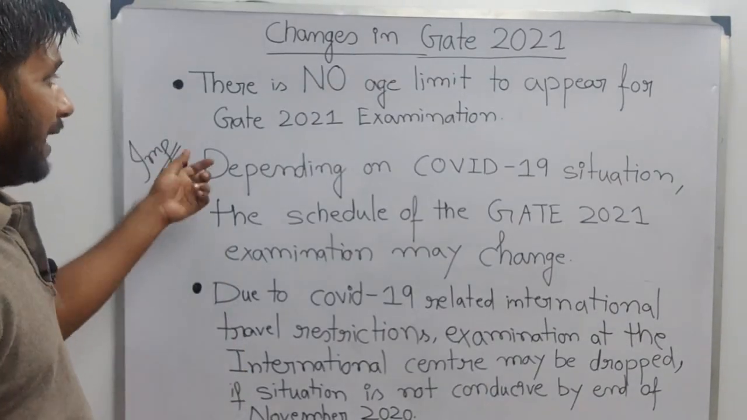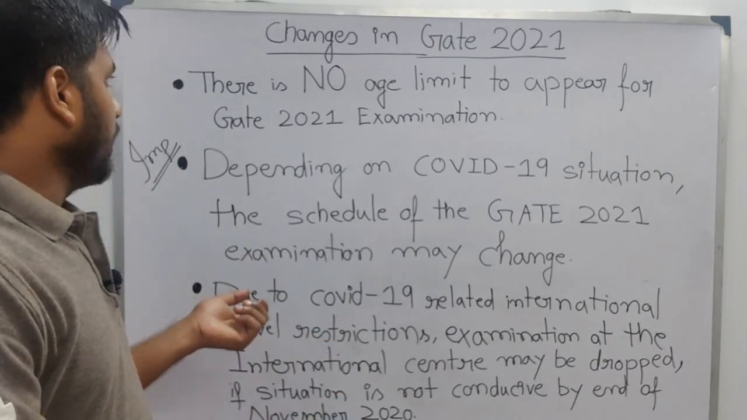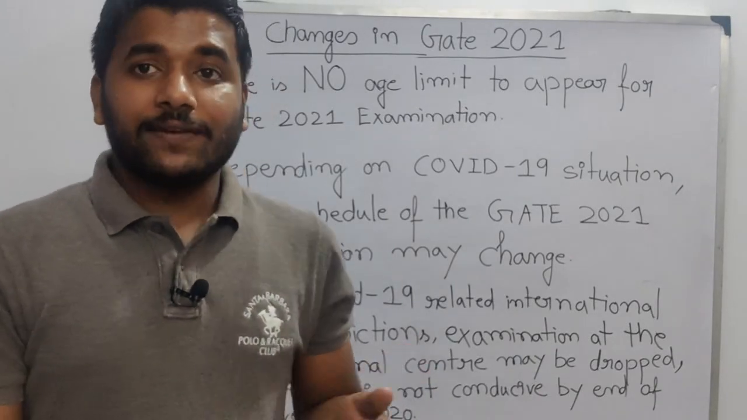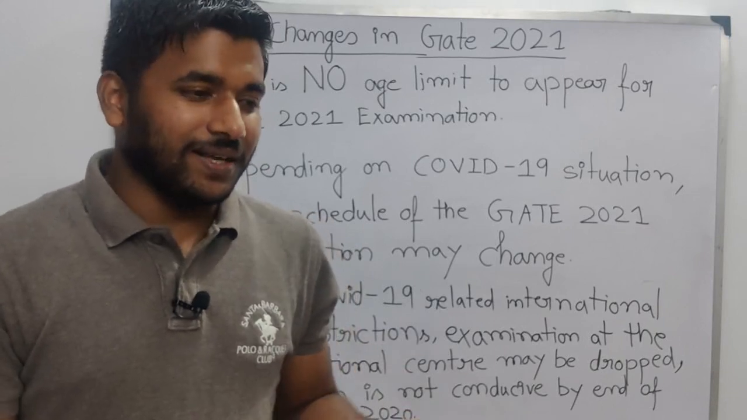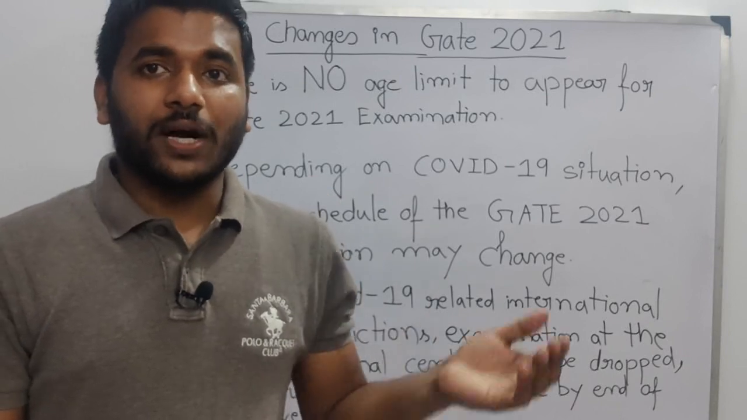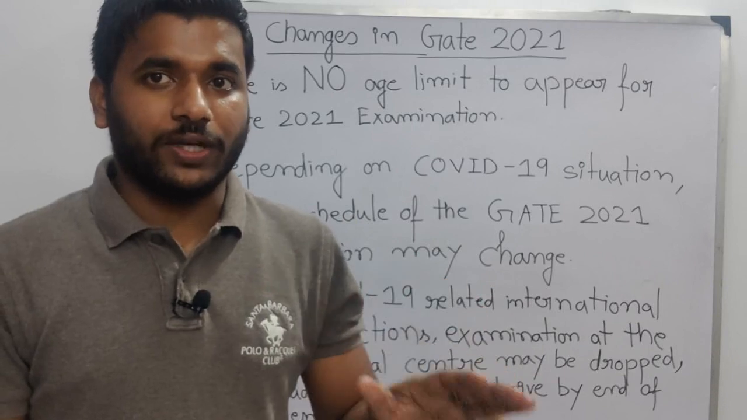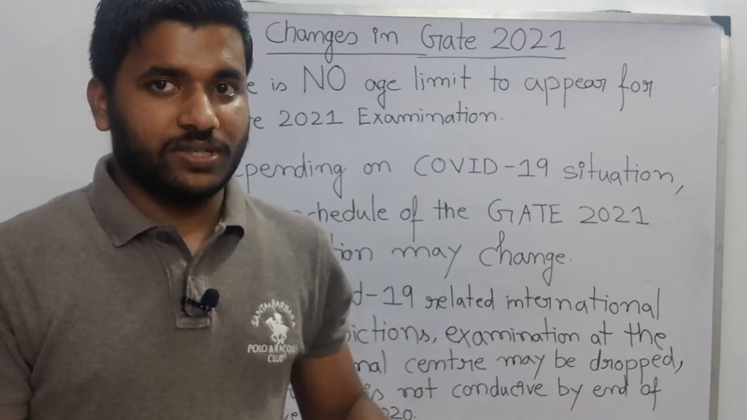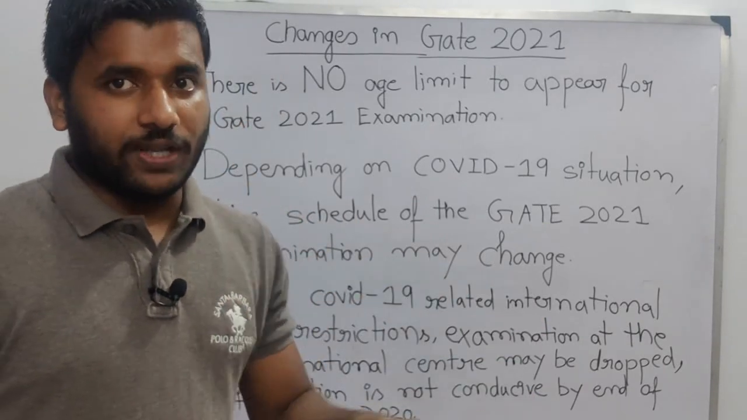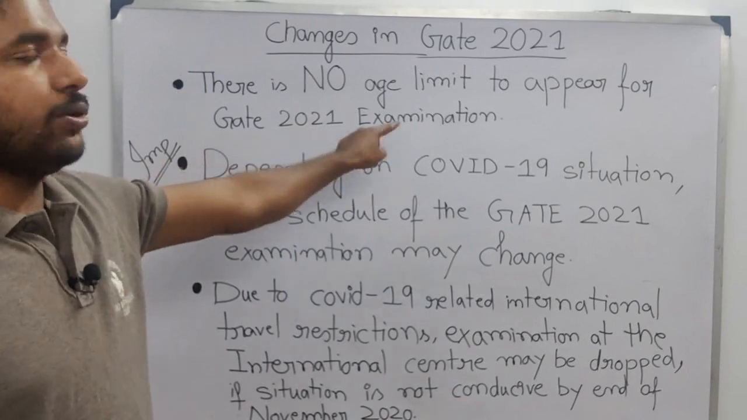Now the next thing: many of you ask me what the upper age limit is. Even in previous years when I was teaching in Jayanagar, I saw a student who was much more senior than us in the class. His pass-out year was 2006, so he was around the age of 40 and he came to the center to study. This is the beauty of GATE: you can attempt it n number of times and there is no upper age limit to appear for the GATE 2021 examination.